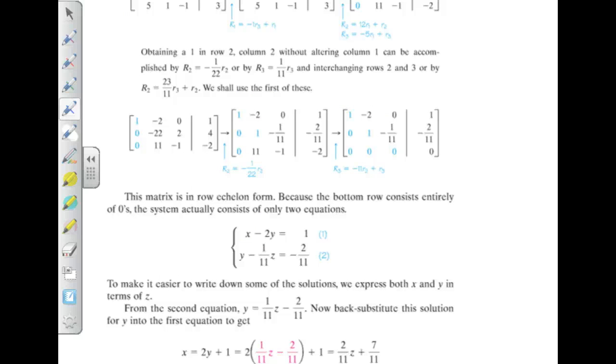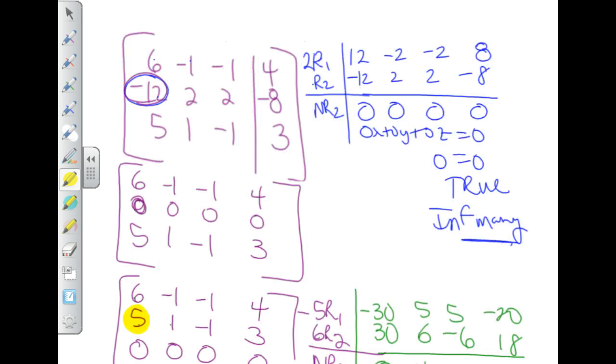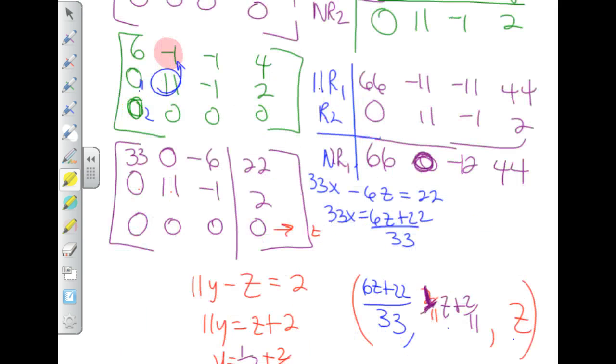But that's the process. Looks like I'm close, because that's what we got, right? 1/11 z minus 2/11. Yeah, just tough. Oh, there it is. 2/11 z plus 7/11. Wow. Just tough. Yeah, I made a mistake somewhere here. Okay, but that's the process. Look for my error and email me.